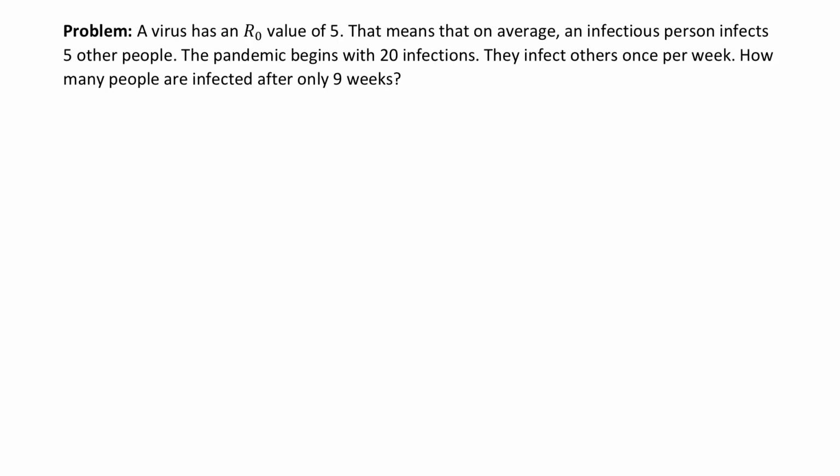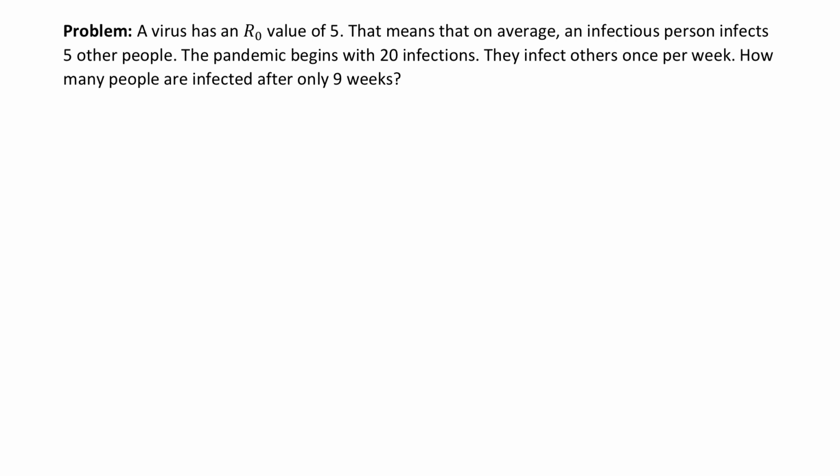Let's look at another problem, this one dealing with a virus. A virus has an R0 value of 5. That means on average, an infectious person infects 5 other people. The pandemic begins with 20 infections, and they infect others once per week. How many people will be infected after only 9 weeks?